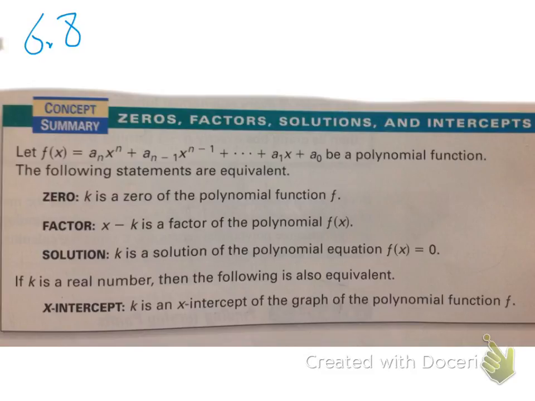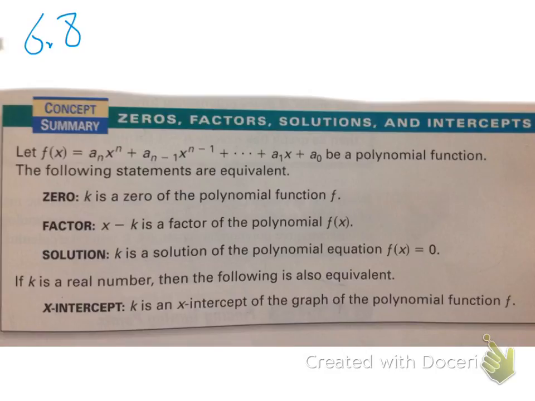Remember, what we have here is letting f of x be a polynomial. This is standard form. Highest exponent, so keep subtracting your exponents until you get down to a constant, which would have a 0 exponent. Okay? And it says the following statements are equivalent. So that means they're the same. And it says that you can have a 0. And we've been talking about zeros and solutions. A 0 is a number that when you place into a polynomial, it ends up making it 0.